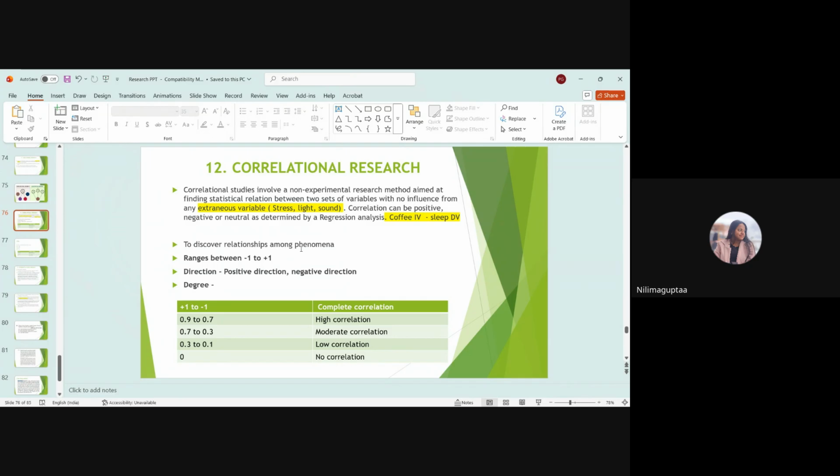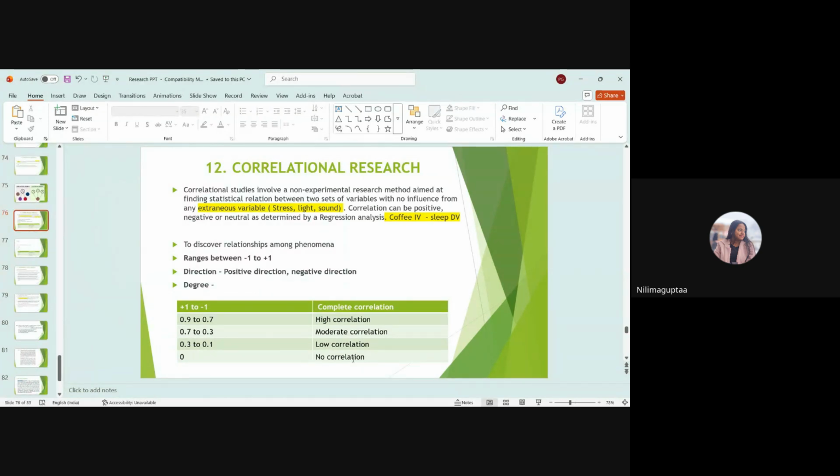To discover relationship among certain phenomena, there is a range that is given from -1 to +1 on the integer scale that we have. Direction is positive direction or negative direction, and a degree. So this is a chart that you should remember, that +1 to -1 is talking about complete correlational. From 0.9 to 0.7 is high correlational, 0.7 to 0.3 moderate, 0.3 to 0.1 low correlational, and 0 is no correlation. That means there is no correlation in that particular research.